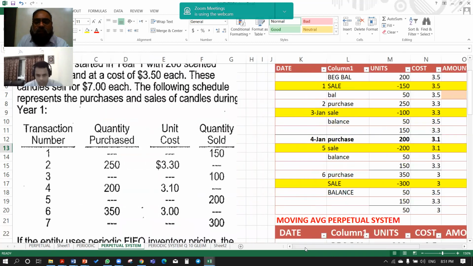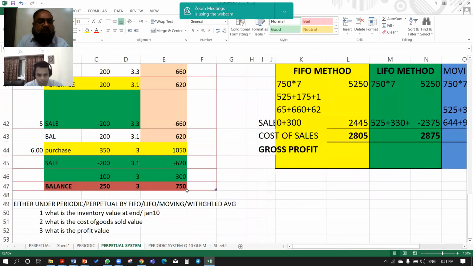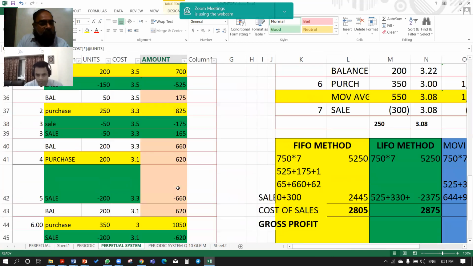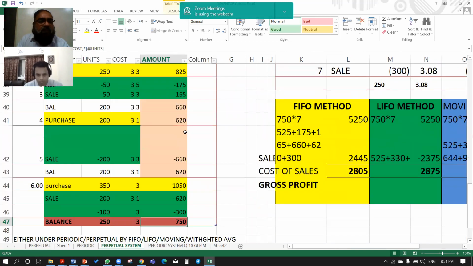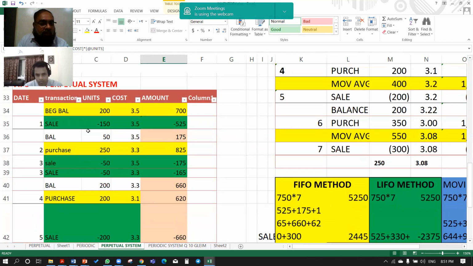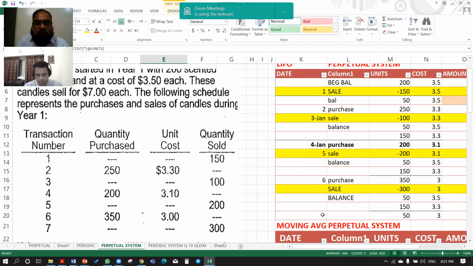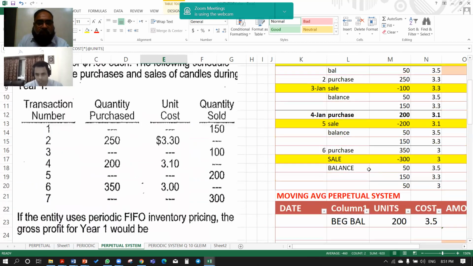Similarly, if I ask you, under this method, what is the ending inventory value we have found out? 1050, right? Because there was only one lot. But if you want to find out the cost of goods sold, I give a green color, right? So 525 plus these two plus this, and plus these two, this will be the cost of goods sold value, right? Profit value we are not doing right now. We'll first complete all three, right?